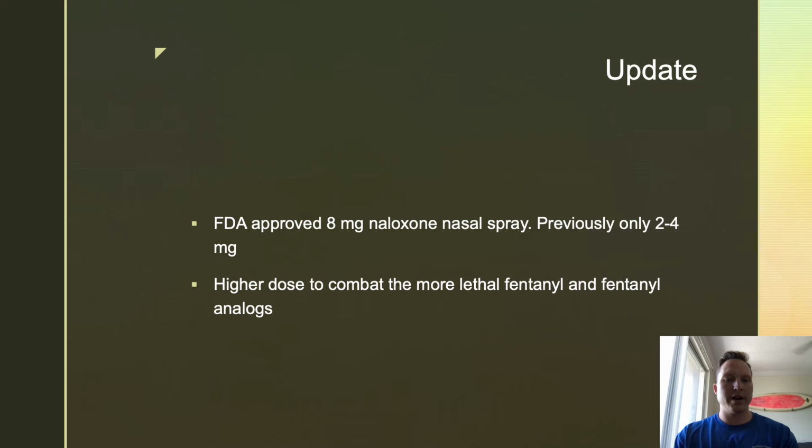And then here I wanted to provide updates. The FDA just approved an 8 milligram naloxone spray. Previously it was 2 to 4 milligrams, and the reason for this update to a higher dose is because of the fentanyl. There are also fentanyl analogs, which I'm not going to get into, but basically it's another version of fentanyl. They take the chemical compound and tweak it a little bit, and it's even more potent. So having this 8 milligram naloxone spray can help combat the higher use of fentanyl being circulated through the population.